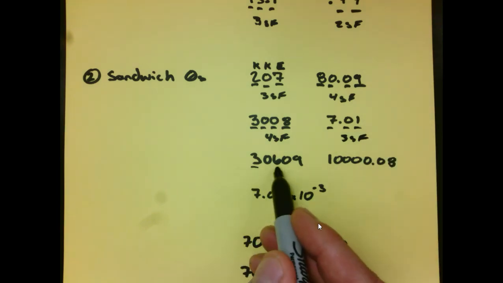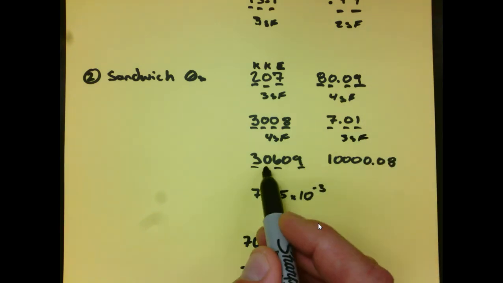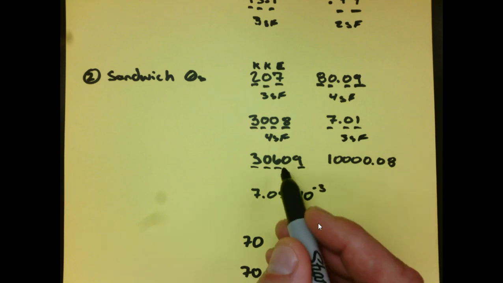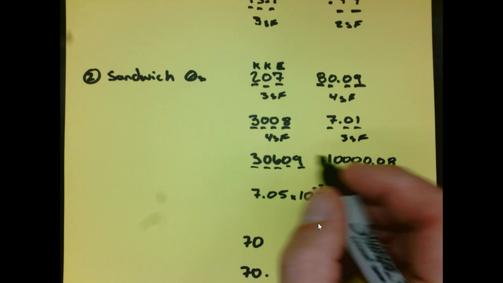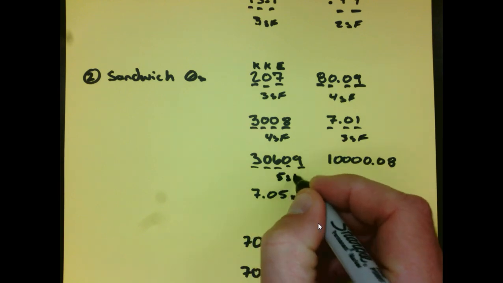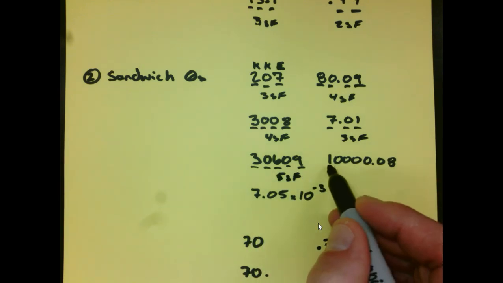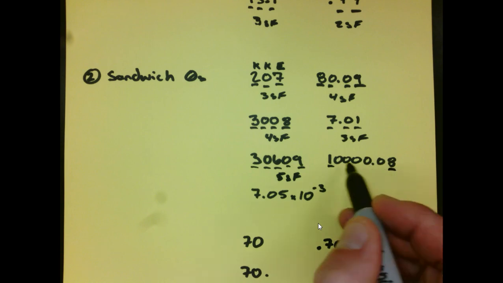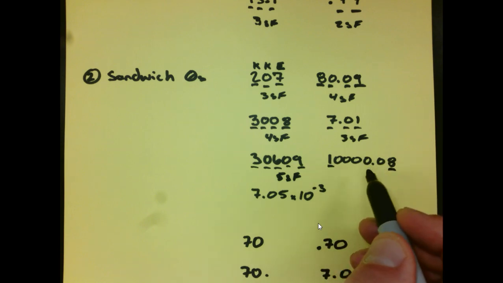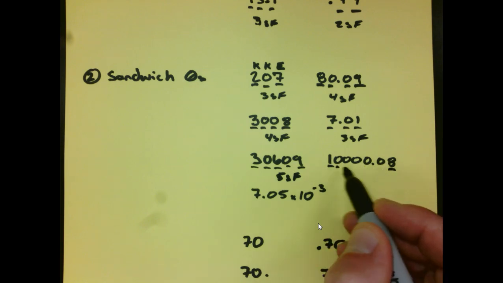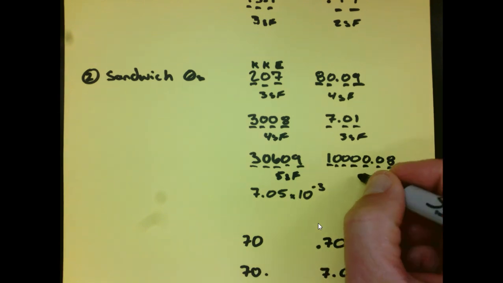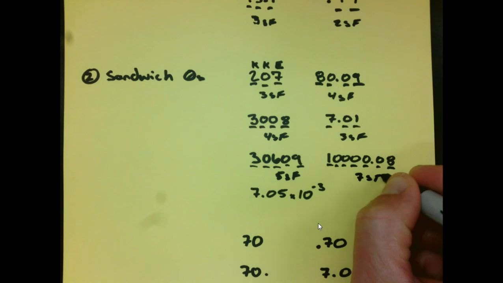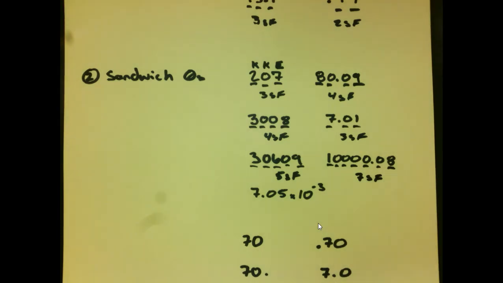Here our 3, our 6, and our 9 are all non-zeros. This 0 is sandwiched between a 3 and a 6, and this 0 is between a 6 and a 9. So that means we have 5 place values that are significant. And here we have our 1 and our 8, and all of these zeros are sandwiched by the 1 and the 8. So 1, 2, 3, 4, 5, 6, 7 significant figures. 7 place values that are important to us.